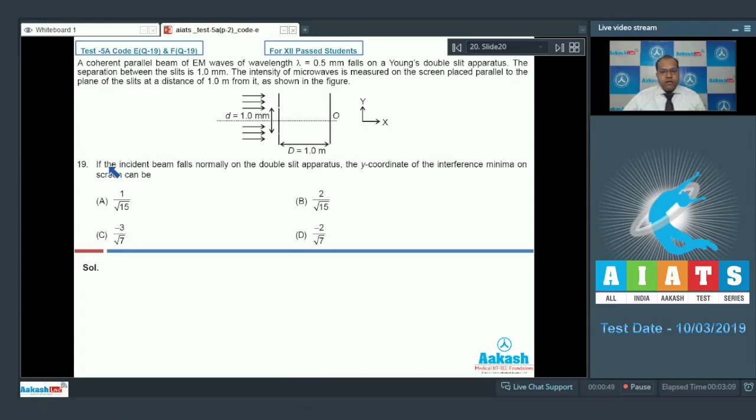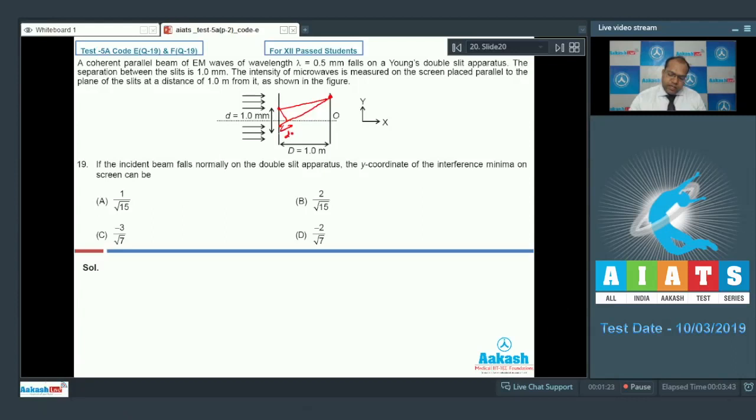In question number 19, if the incident beam falls normally on the double slit apparatus, the y coordinate of the interference minima on the screen can be. The path difference when the waves are falling on the slits is 0. Let at any point P the path difference between the interfering waves be d sine theta.